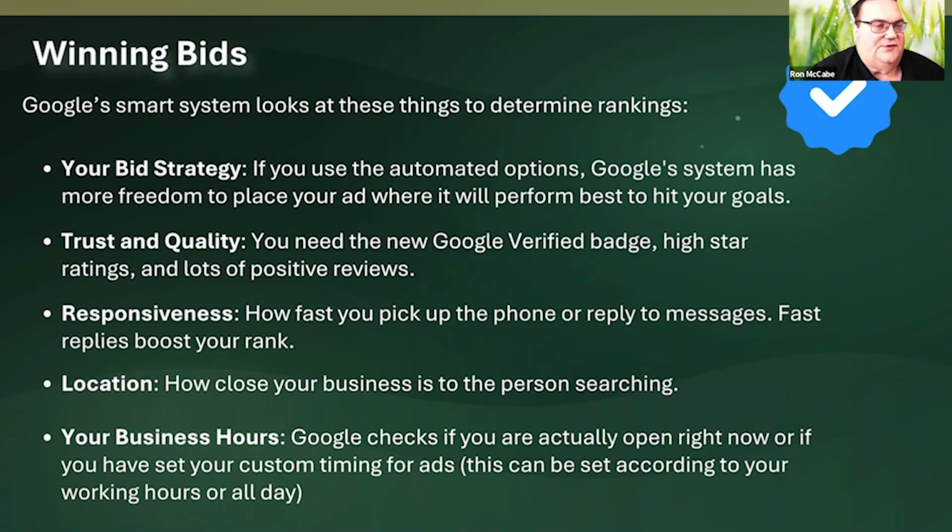And essentially, Google's system has its own way of ranking things. And the thing to really look at is trust and quality. So, like the Google Verified badge, high rankings on the reviews, lots of positive reviews. They do look at how fast you pick up the phone or reply to messages. And so, the faster you reply, the higher you go in the bidding. And then they do look at geographic relevance, how close you are to the person searching. And then they look at your business hours. So if you're actually open, you're going to be more likely to get a lead, which kind of makes sense.